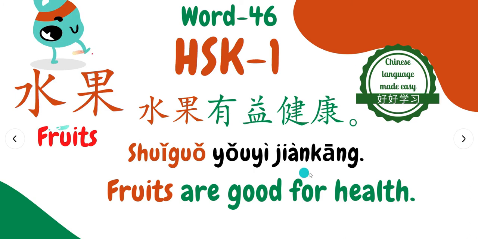Okay, fruit. So 水果有益健康. 水果 means fruits are good for health. So 有益健康 means good for one's health, good for someone's health. Okay, so 水果有益健康, fruits are good for health. 水果 fruit, 有益健康 good for health, good for one's health or someone's health.